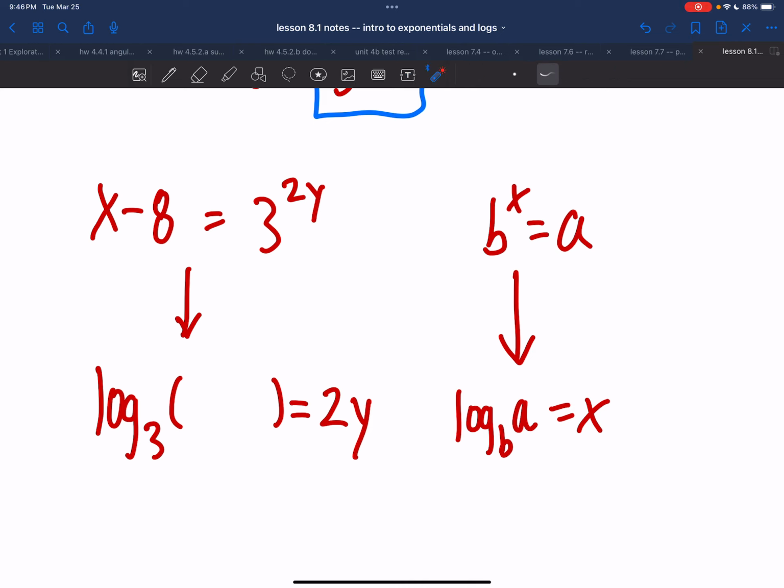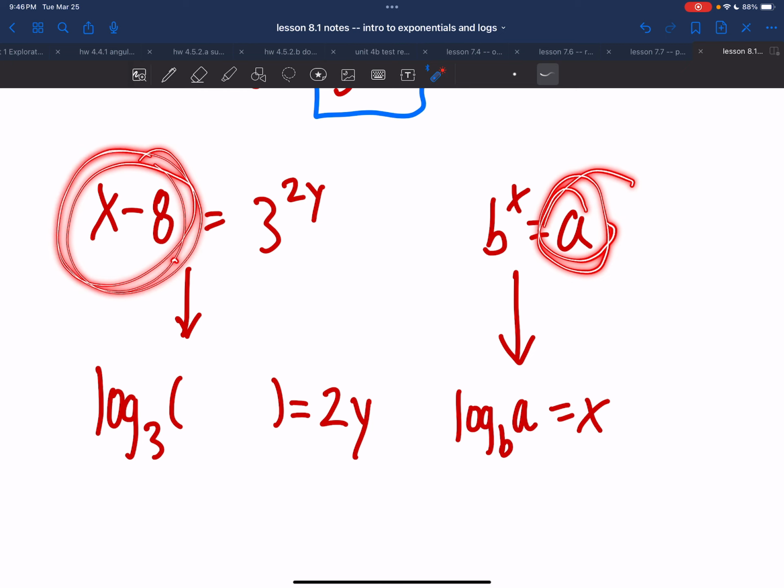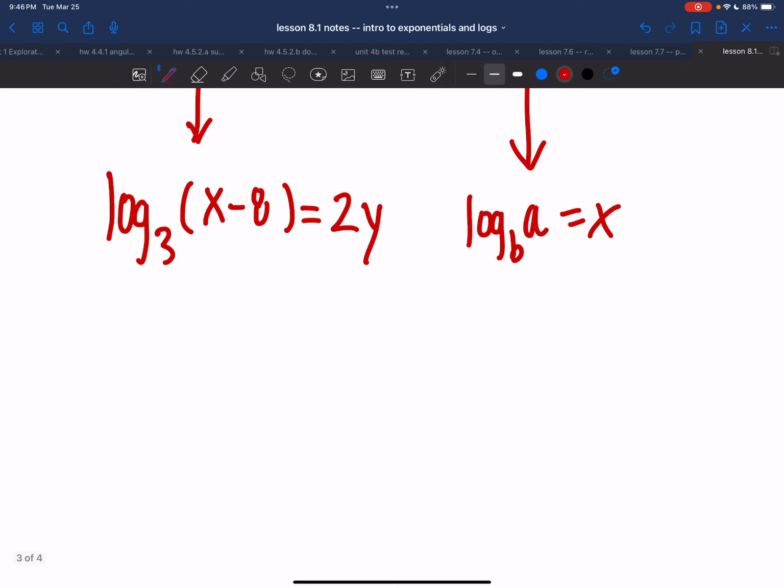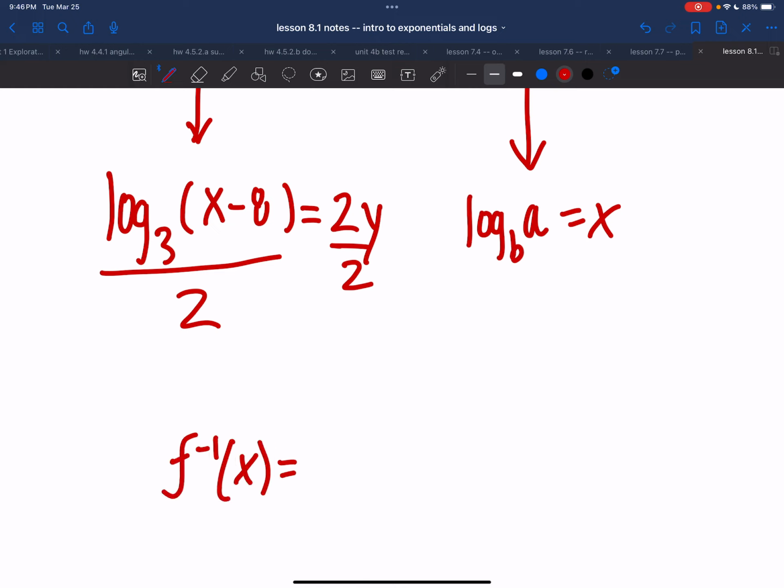And then, right, equals a, this equals x minus 8. So this x minus 8 is like the a, and that a is inside the logarithm. So I put x minus 8 here. And we're almost done because the goal is to isolate y. So since it says 2y, we'll divide both sides by 2. Thus, the inverse function, f inverse of x, is log base 3 x minus 8 over 2, or I might prefer to write it as 1/2 log base 3 of x minus 8.